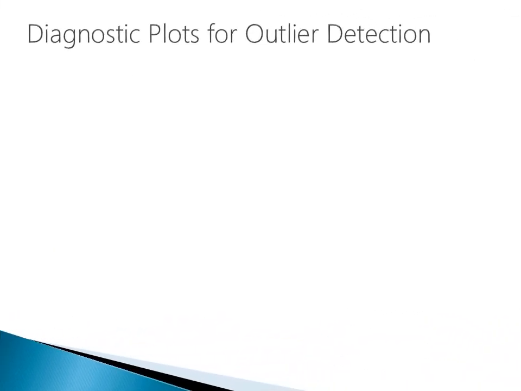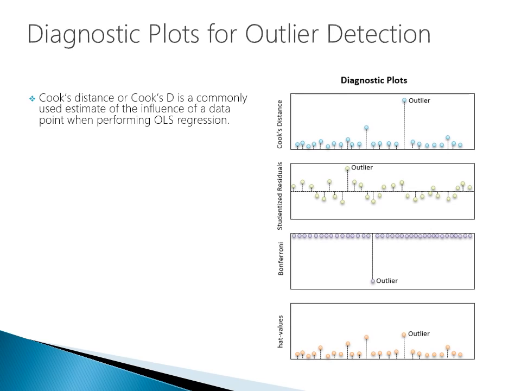We had discussed previously the impact that outliers have in OLS regression analysis. I now want to talk about some diagnostic plots that we can use for detecting outliers in our data. One approach that we can use is Cook's distance, or Cook's D, and it's used to estimate the influence of a data point while performing OLS.